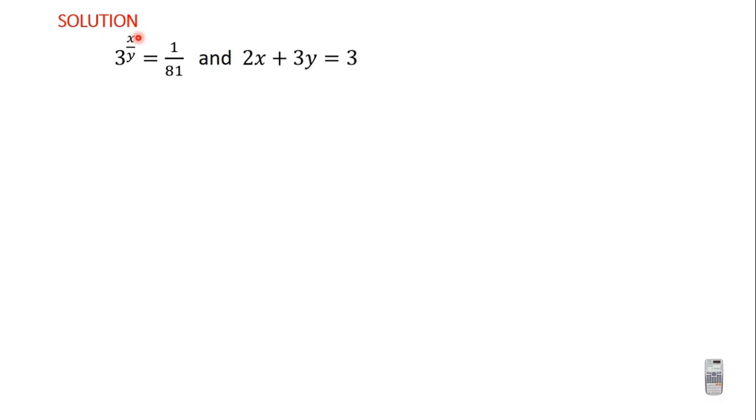Okay, so let's consider the first equation. 3 exponent x divided by y is equal to 1 divided by 81.